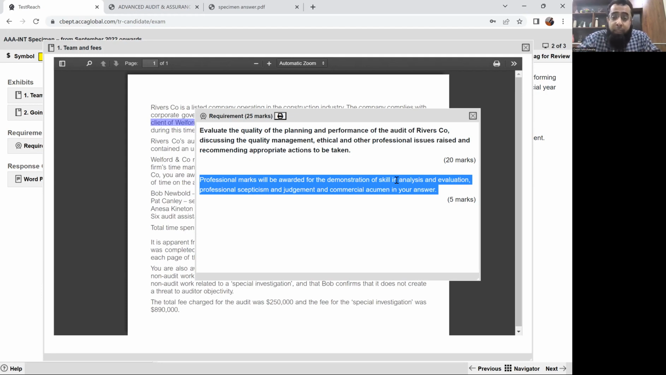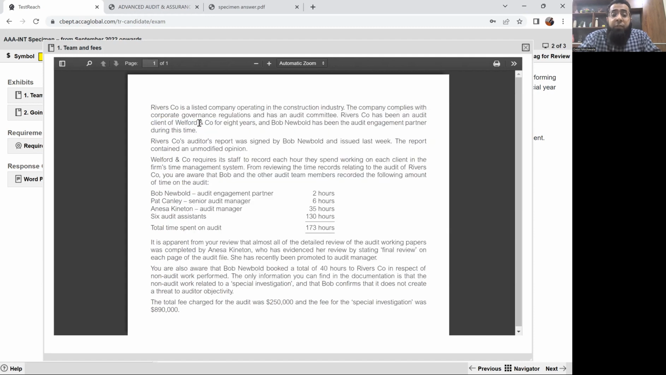Now, see, we read this first paragraph in which the issue is that Bob Newbold, who is the audit engagement partner, has been doing audit for continuous 8 years. Okay, Reverse Company audit report was signed by Bob Newbold and issued last week. The report contained an unmodified opinion.